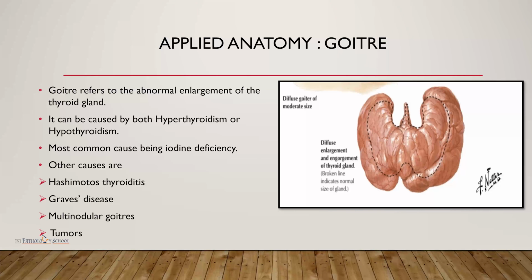Now let's have a look at the applied anatomy of the thyroid gland, starting with goiter. Goiter refers to the abnormal enlargement of the thyroid gland. It can be caused by both hyperthyroidism or hypothyroidism, the most common cause being iodine deficiency. The other causes are Hashimoto's thyroiditis, Graves' disease, multinodular goiters, and tumors. Goiter only signifies the enlargement of the thyroid gland, and it does not tell whether it is a hyperthyroid state or a hypothyroid state.